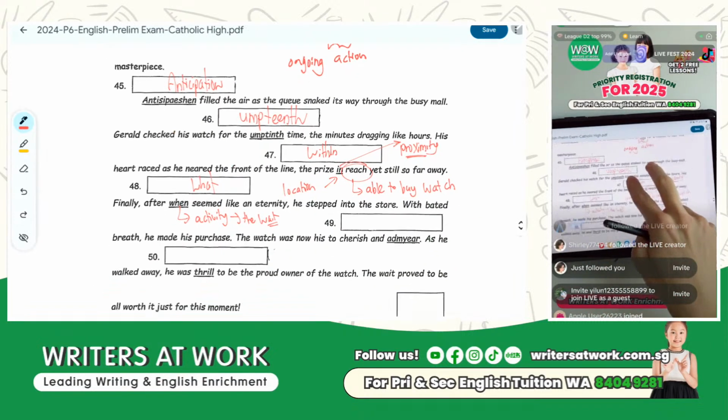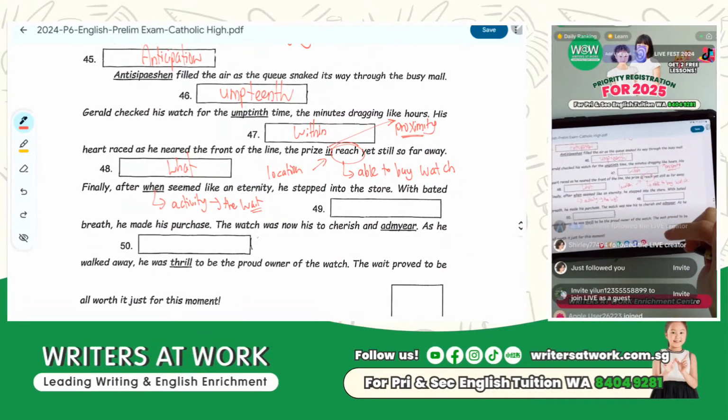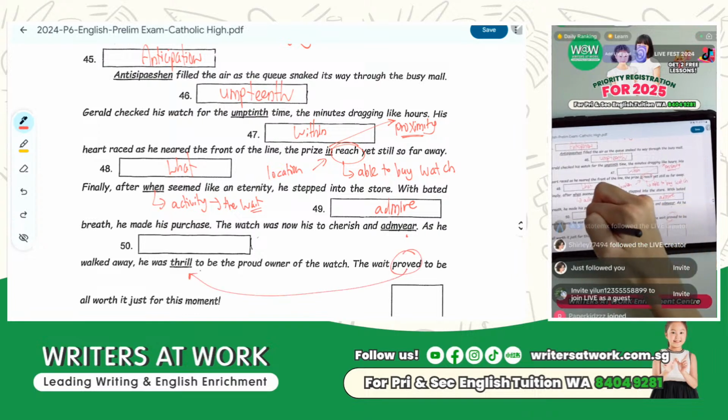Okay, he stepped into the store with bated breath. He made his purchase. The watch was now his to cherish and admire. So admire is spelled this way, spelling error. As he walked away, he was dashed to be the proud owner of the watch. The wait proved, you can see this is past tense. So it will be he was thrilled with the ed.